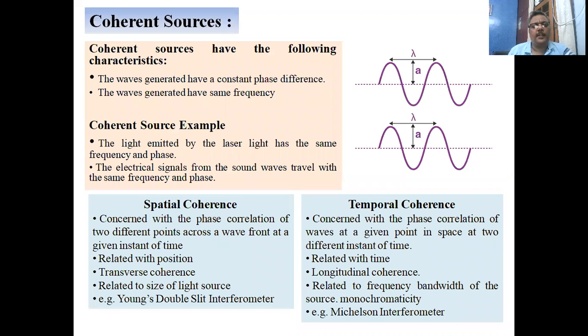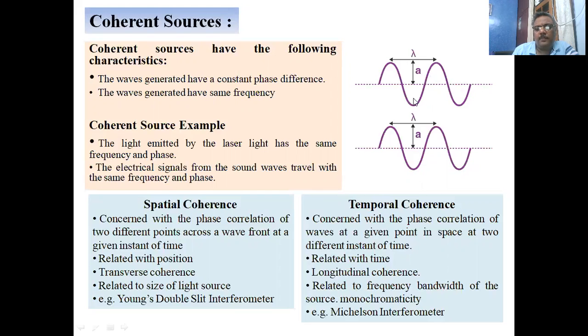So we start with the coherent sources. At first, we should have a definition of what coherent sources are and what the criteria is for two sources to be coherent. The two sources can be coherent if the waves generated from the two sources have a constant phase difference, or rather, they should be in the same phase or they should have a constant phase difference.